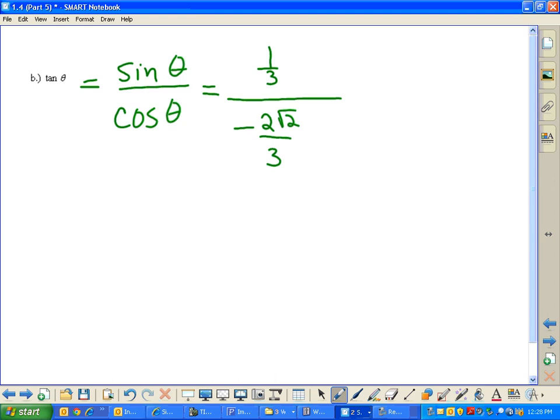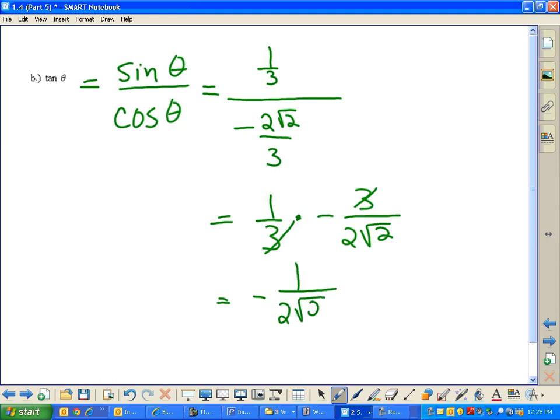I guess my question is, how do you simplify that? Go ahead, George. Flip which one? Yes, you multiply by the reciprocal of the denominator. Good, George. I'm going to cross cancel these 3's because I can. And you have negative 1 over 2 root 2.